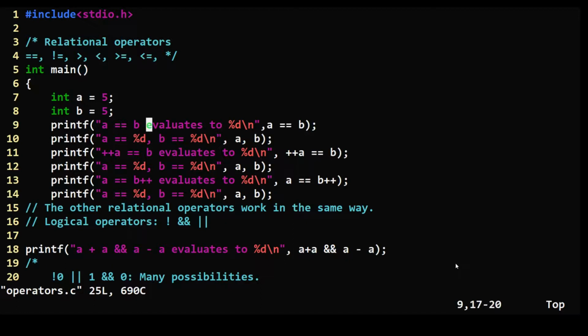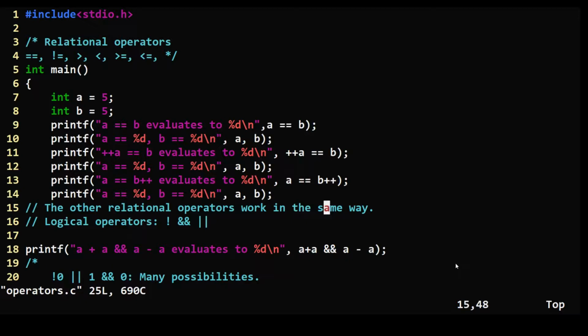So now let's have a look at the precedence. A equal to B evaluates to, let's just have a look at that. That's fine. A and B are 5. The result should be expected. Next we have plus plus A is equal to B evaluates to. Then we have A is equal to B plus plus evaluates to. And yeah, the other relational operators work in the same way.